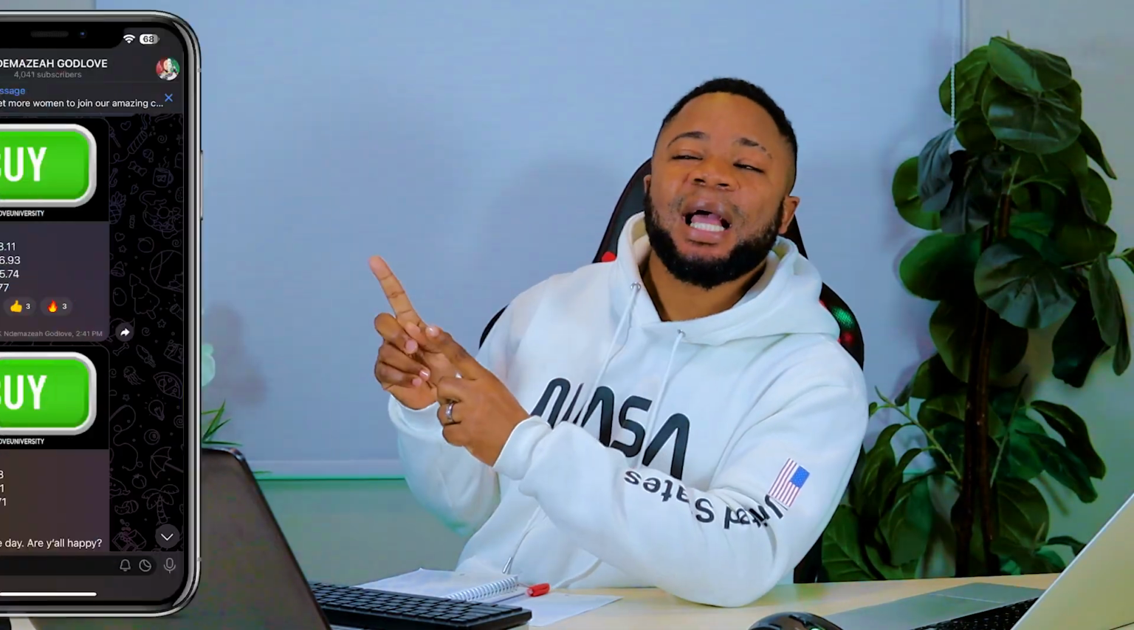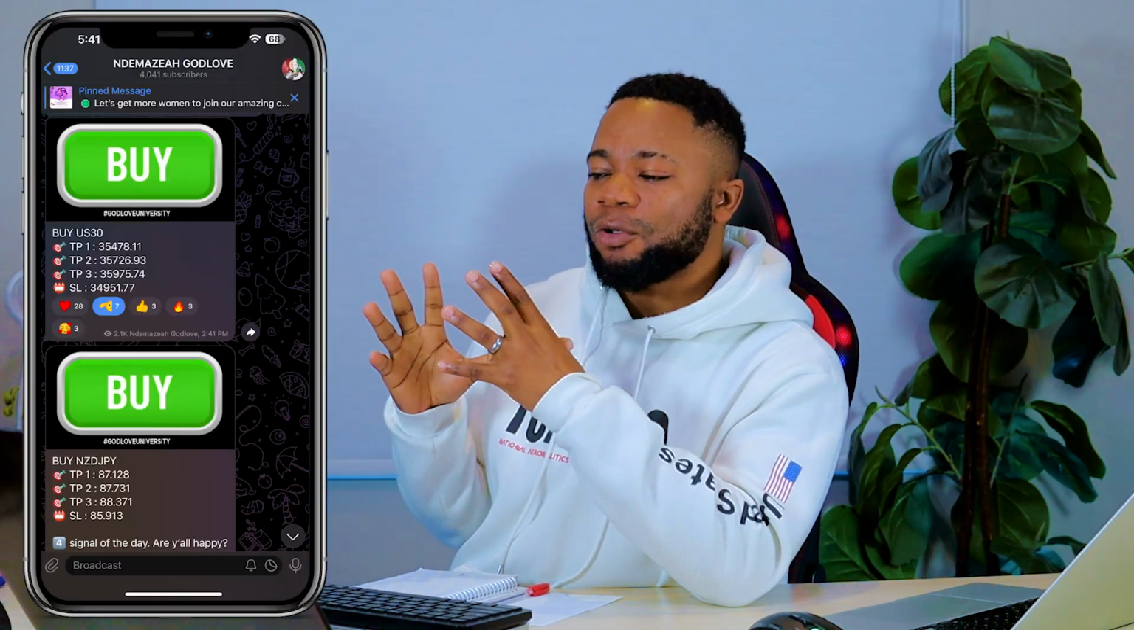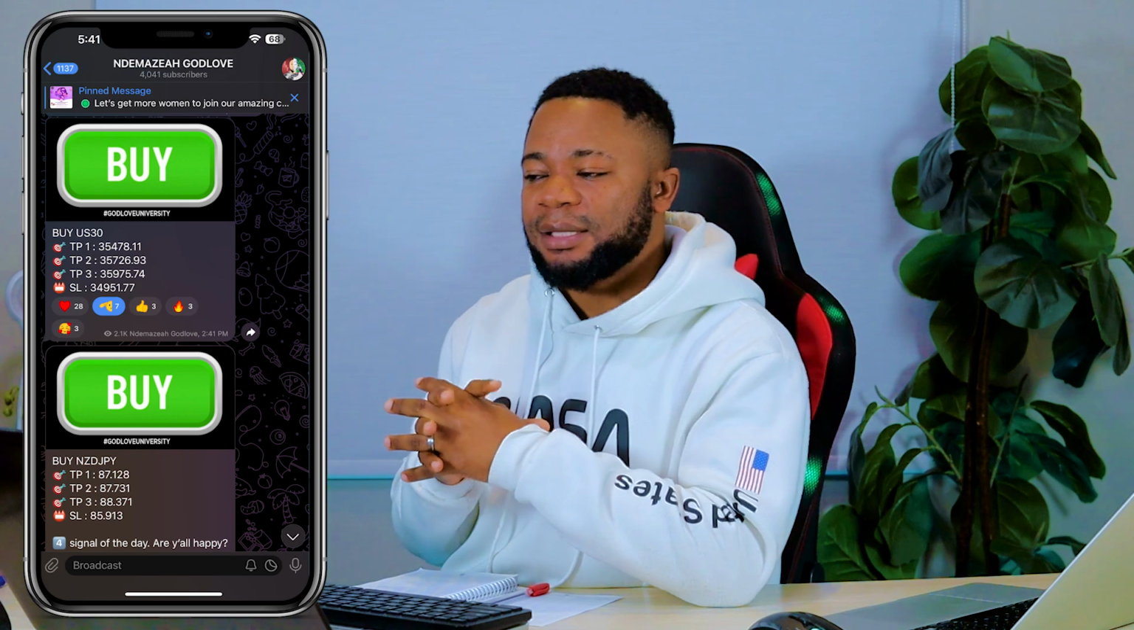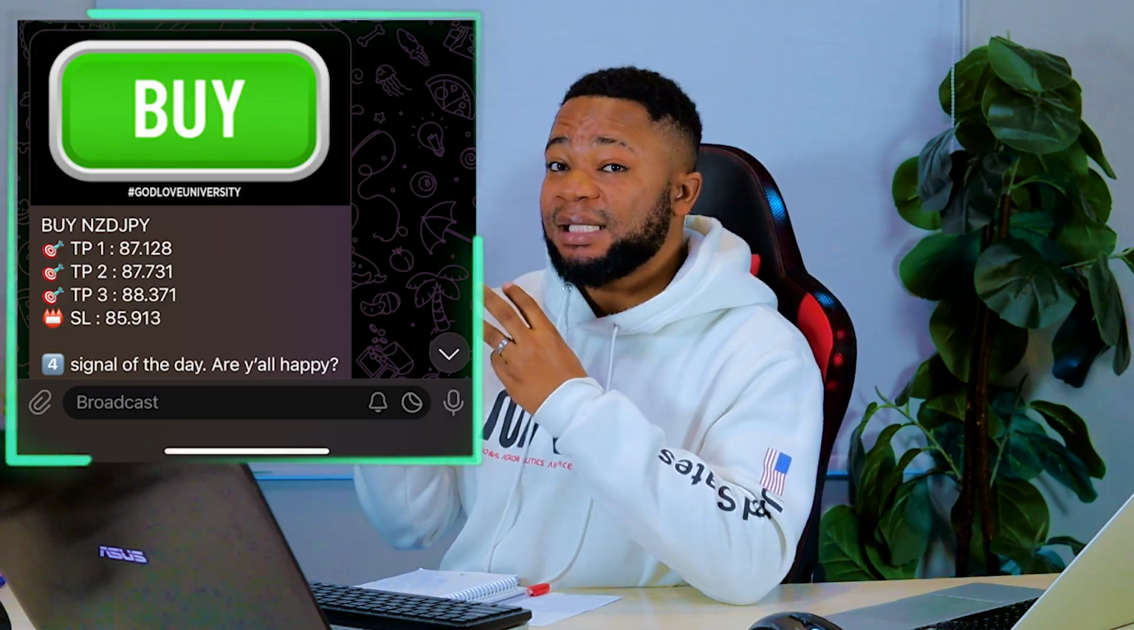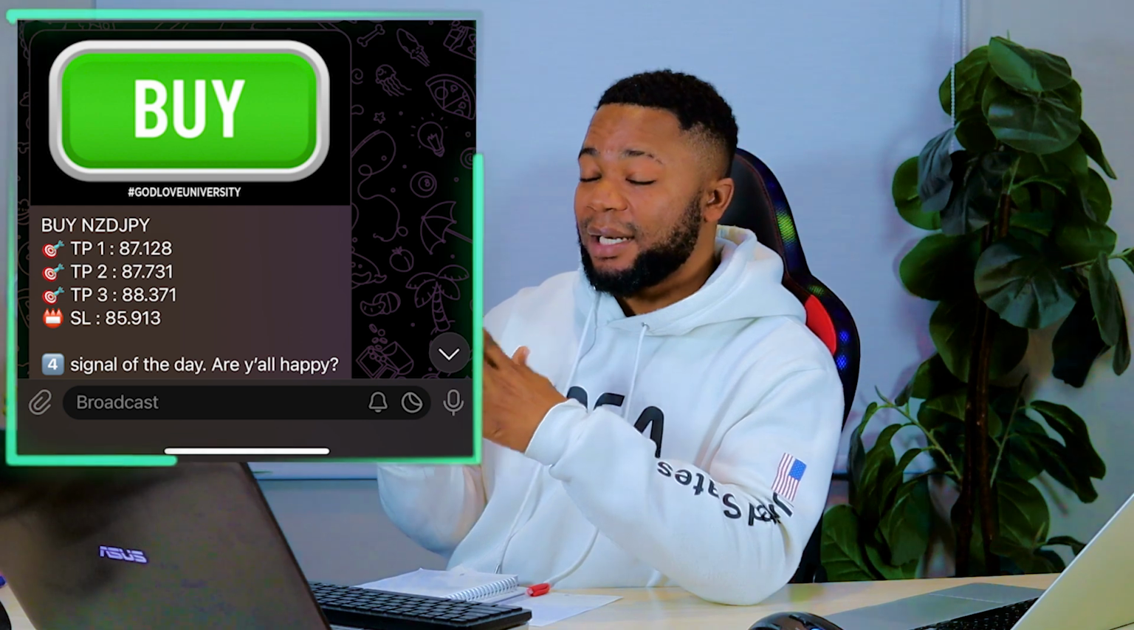So I sent this signal to my community, and I told my free community members that, okay, we're going to be buying NZD JPY. This is TP1, TP2, and TP3. Most of them are confused. They might just take this particular signal, put the stop loss, and then for take profit they just put TP1. No. You put the value of either your TP1, TP2, or your TP3 as your take profit based on the target you are targeting for that day.